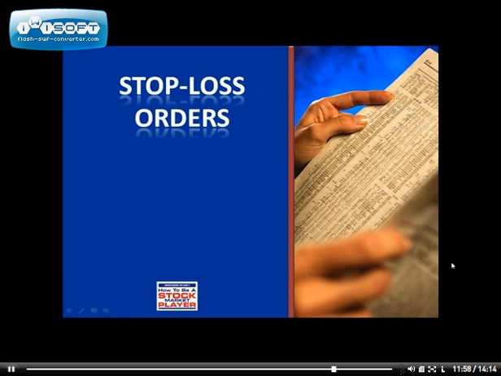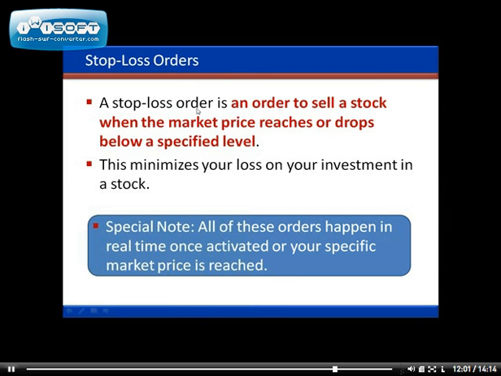Alright, so stop loss orders. A stop loss order is an order to sell a stock when the market price reaches or drops below a specified level, and this minimizes your loss on your investment in stock. All of these orders happen in real time once activated or your specific market price is reached. A stop loss order is something that investors use to minimize loss. If a stock is dropping, there's only a certain amount of money that they're willing to lose.